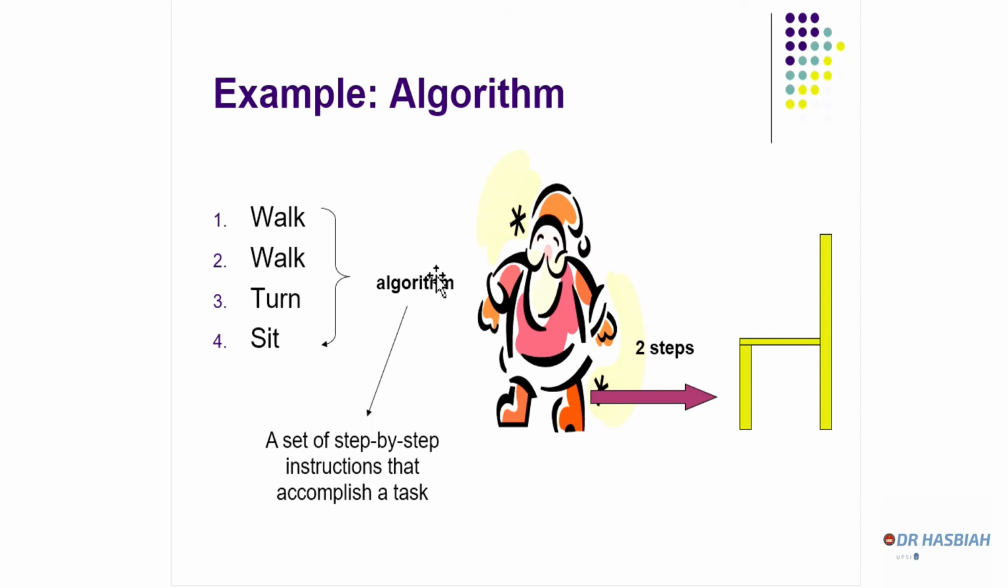So he has to walk 2 times because he is 2 steps away from the chair. So that is the meaning of the algorithm here: the steps that we have to follow in order to get the output, or in order to accomplish the task. That is the first example.